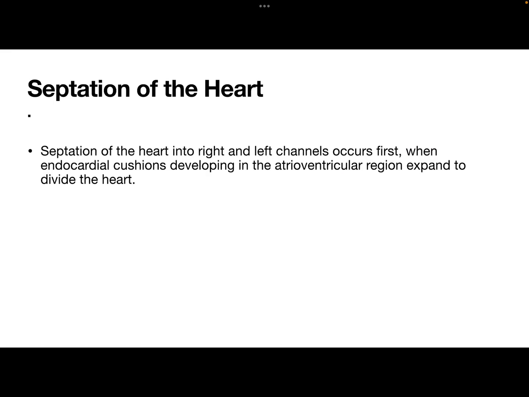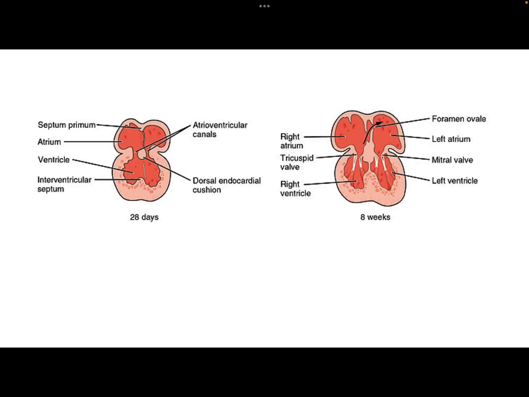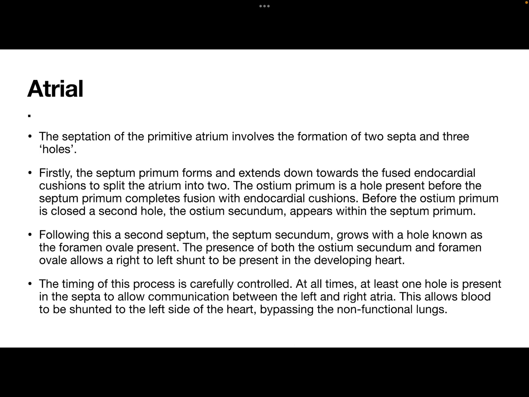Septation of the heart. Septation of the heart into right and left channels occurs first when endocardial cushions developing in the atrioventricular region expand to divide the heart. This is the difference of the heart at 28 days and then at 8 weeks.